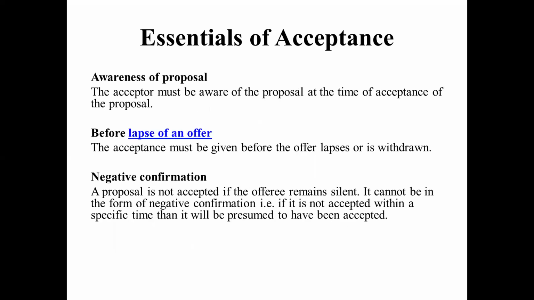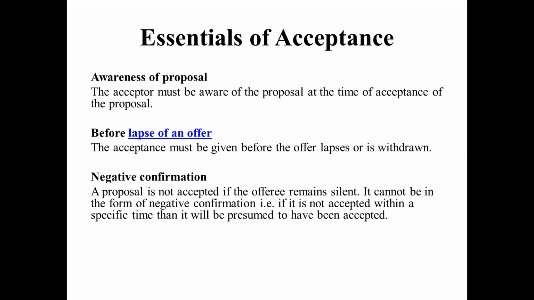Okay, now, awareness of the proposal. The acceptor must be aware of the proposal at the time of acceptance of the proposal. Of course, he should be aware of it. He should not give his assent or affirmation without knowing the terms and conditions of the offer. So he should know what the proposal actually is, what the terms and conditions are, and what the obligations are if he gives an affirmation in the future. So this is also one of the essentials of an acceptance.